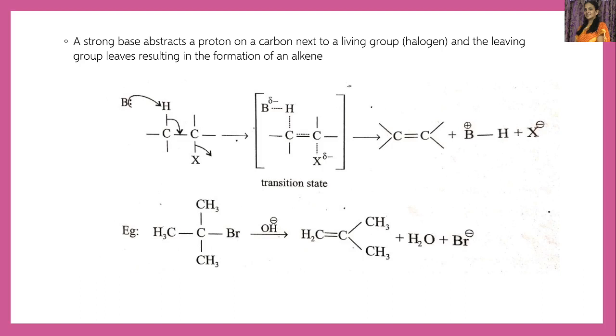and this transition state loses this X minus, as this base abstracts this proton. The pair of electrons present between carbon and hydrogen moves towards these two carbon atoms, and this X goes along with the pair of electrons in the form of X minus. Thus an alkene is obtained. And here the base and this proton, BH, is obtained, and this X goes along with a pair of electrons in the form of X minus. So this is the reaction mechanism.